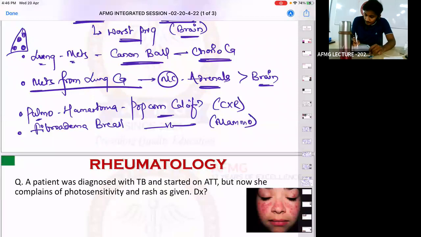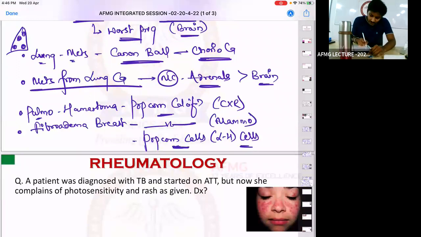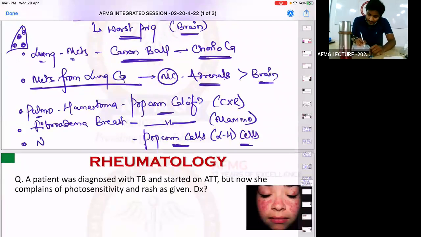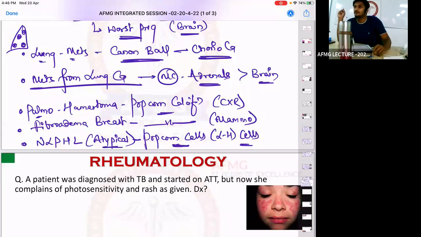Whereas popcorn cells, also termed LH cells, are usually seen in cases of nodular lymphocyte predominant Hodgkin's lymphoma, which is also called atypical Hodgkin's lymphoma. Popcorn cells are a feature of nodular lymphocyte predominant Hodgkin's lymphoma. Whereas in cases of typical Hodgkin's, we can see owl-eye cells, that is your Reed-Sternberg cells.